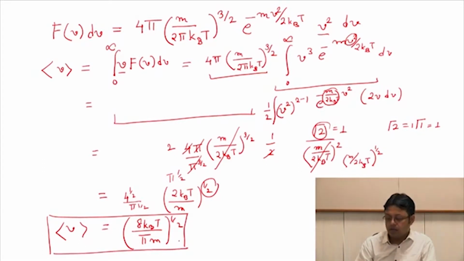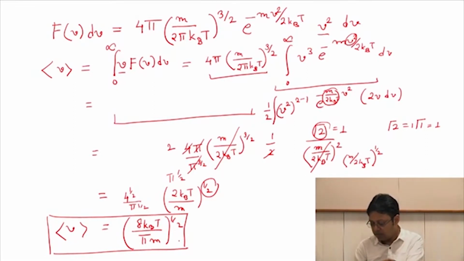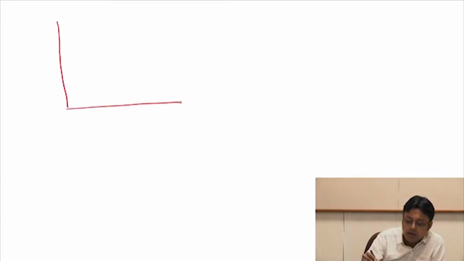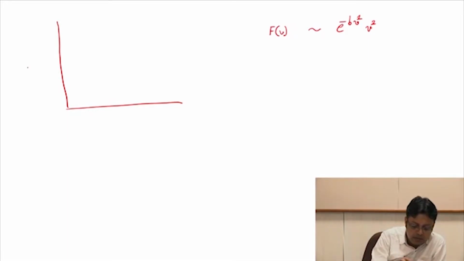Now you can also plot the Maxwell-Boltzmann distribution and ask this question: what is the value of all these parameters that we got? If you plot the Maxwell-Boltzmann distribution, remember that it has basically two terms, f of v dv, that actually goes as e to the power minus some constant into v square dv. So if I just plot f of v versus v, that's how it will look.